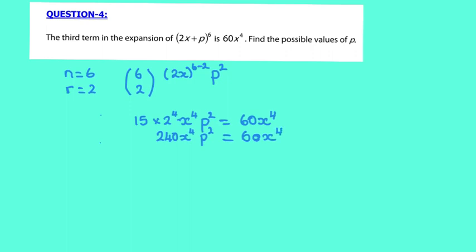Because x to the power of 4 is on both sides, we can cross it out. Therefore, we've got 240 p squared is equal to 60. So p squared is equal to 60 over 240. So p squared is equal to 1/4. So p is equal to plus or minus a half.